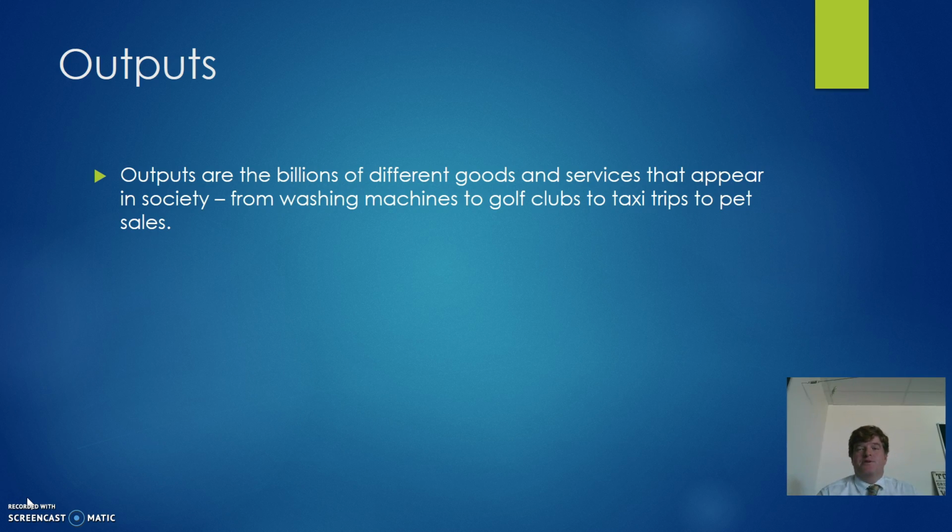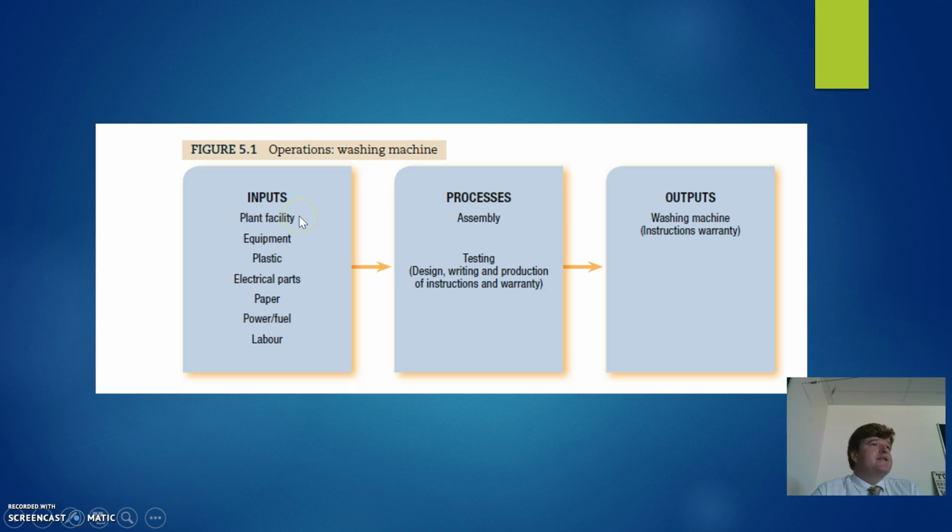Okay, I want to show you a couple of examples of how this might look. This is the operations behind the inputs, processes, and outputs behind a washing machine. So you start with the actual plant. When you think of resources, that's the space that you work in, the equipment, the plastic, the electrical parts, the paper, the power or the fuel to run the place, and the labour. That's the people side of things here. Then the process is assembling the washing machine and testing it, and the output is a washing machine with instructions and warranty.